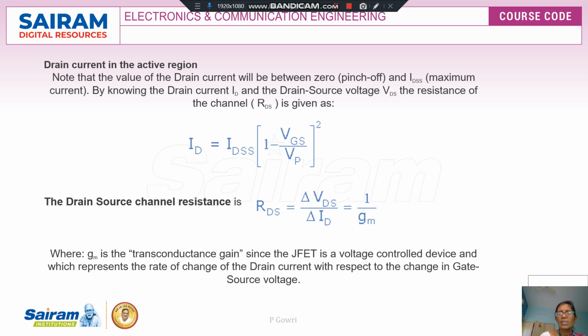GM is the transconductance gain, which gives the gain of the transistor, that is the variation of ID with respect to VGS, since the JFET is a voltage controlled device, and which represents the rate of change of drain current with respect to the change in the gate to source voltage.